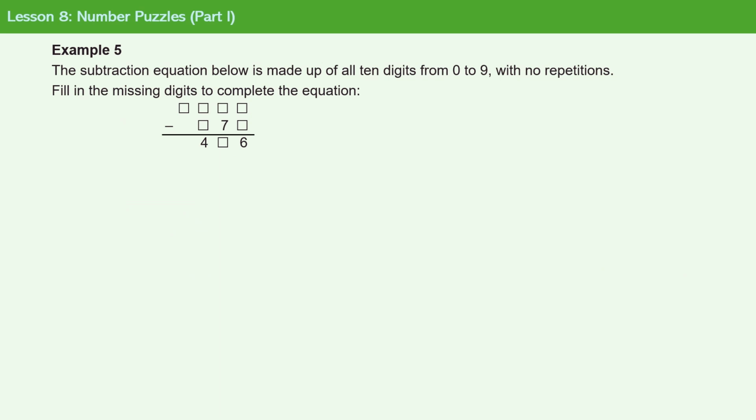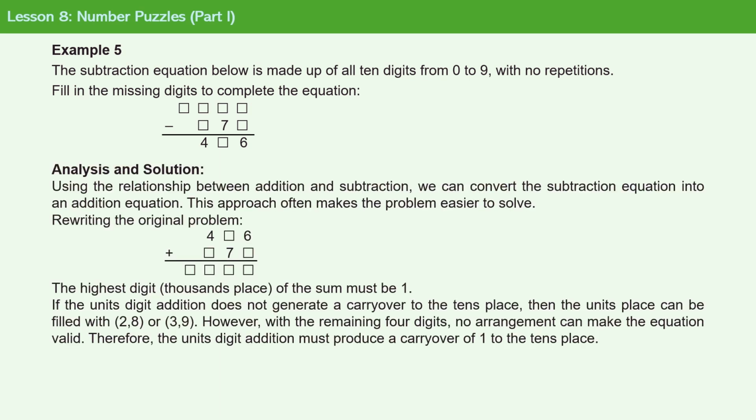Example 5. The subtraction equation below is made up of all 10 digits from 0 to 9, with no repetitions. Fill in the missing digits to complete the equation. Using the relationship between addition and subtraction, we can convert the subtraction equation into an addition equation. This approach often makes the problem easier to solve. Rewriting the original problem as an addition equation as follows.